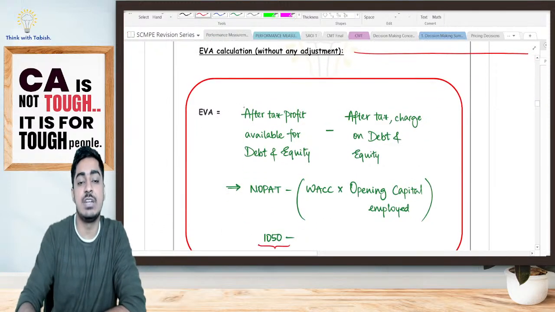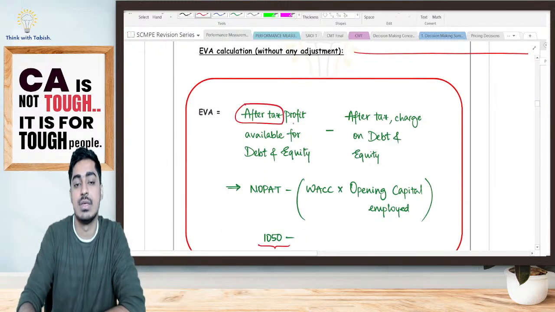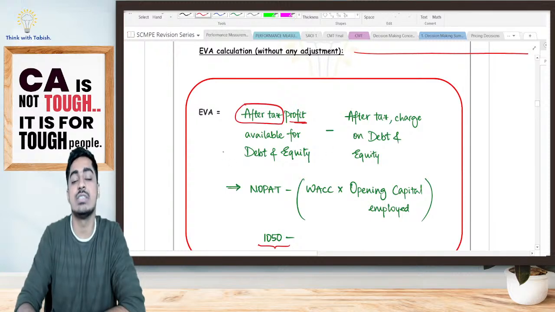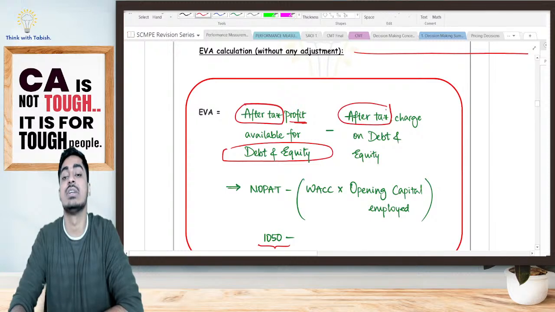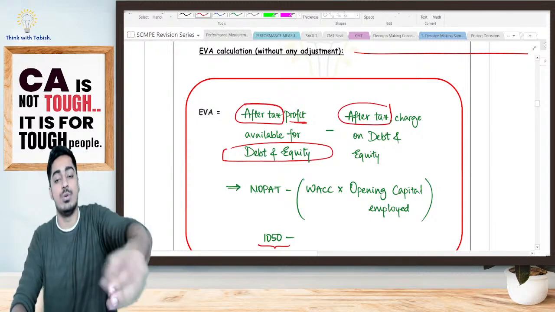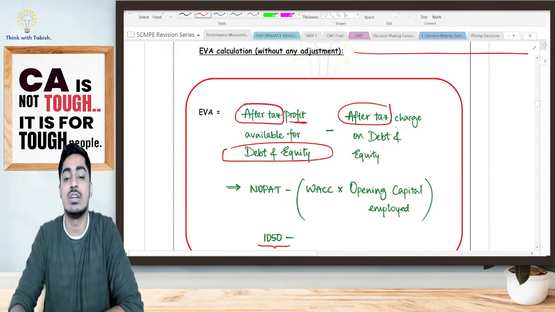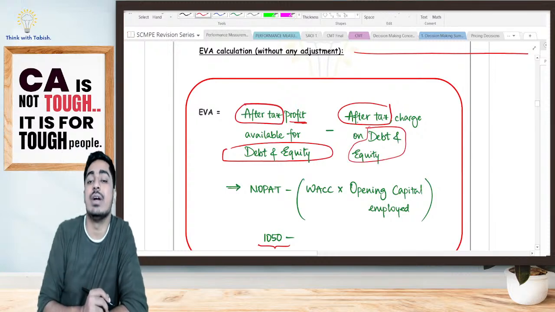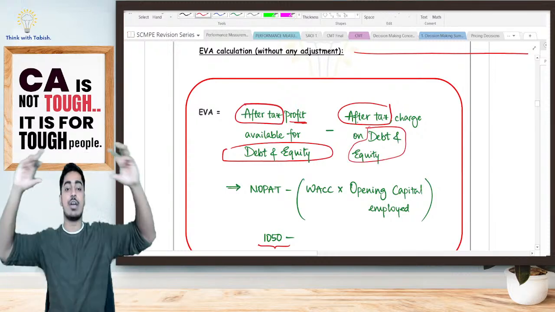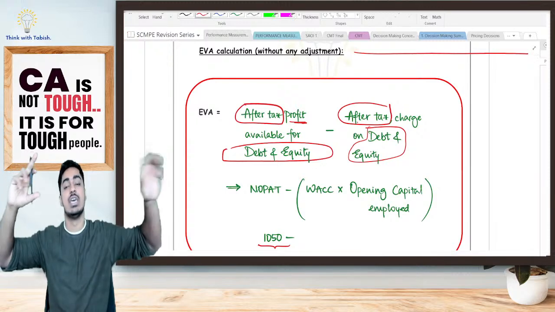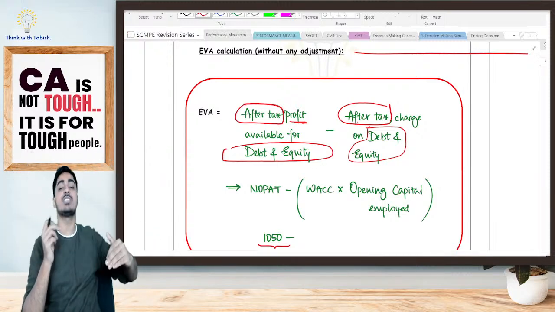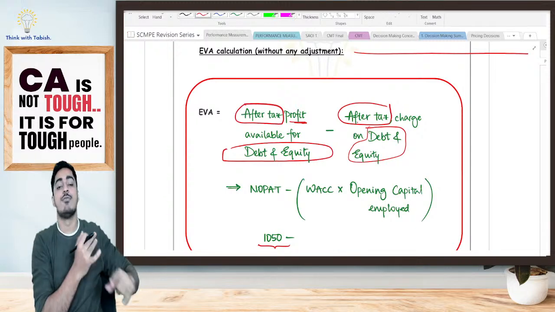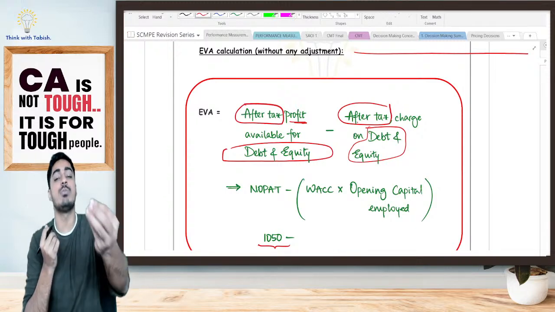It is my after tax profit available for my debt as well as equity holders minus the after tax charge, that is a minimum amount on my equity as well as debt holders, that is my economic value added. Now look at this, 50 lakh rupees was the total investment by my equity as well as debt holders. On that, what is my after tax profit after paying all the tax for my equity as well as debt holders? How much amount have I got?